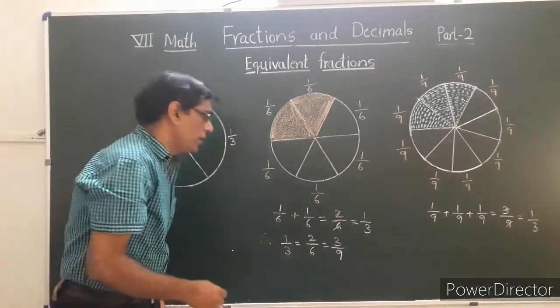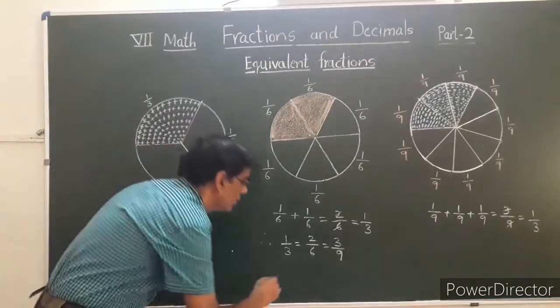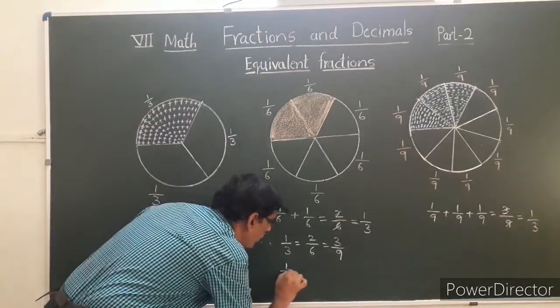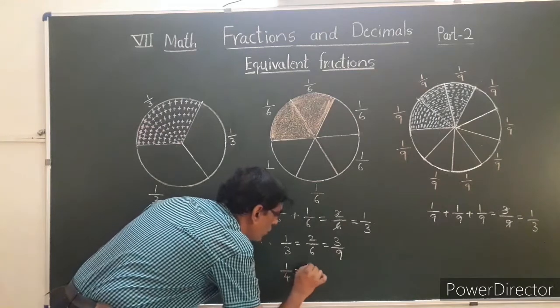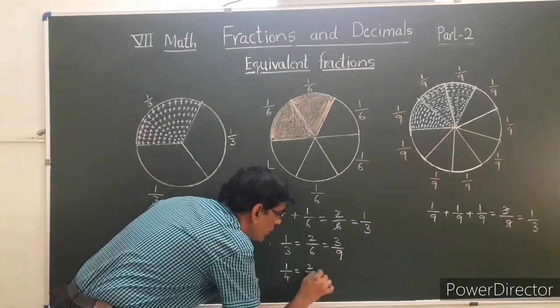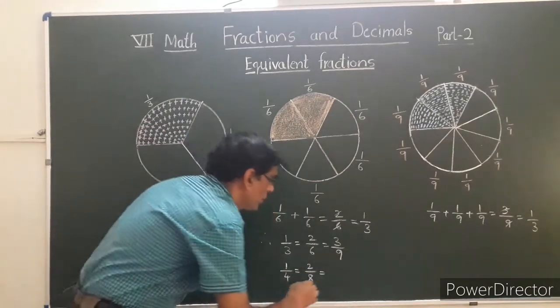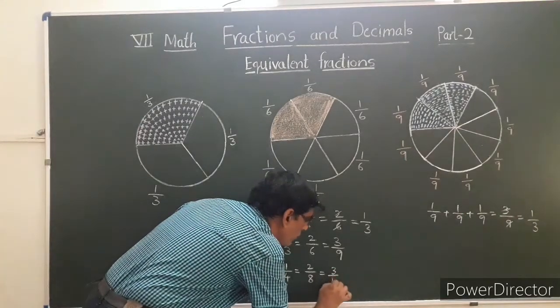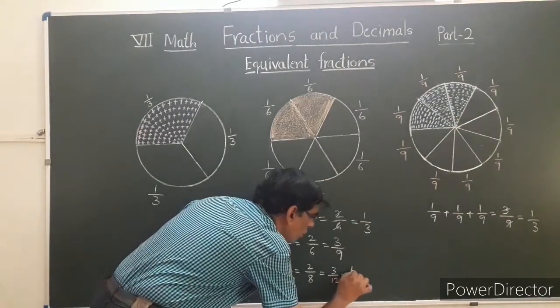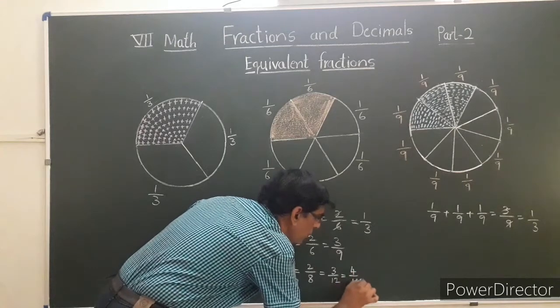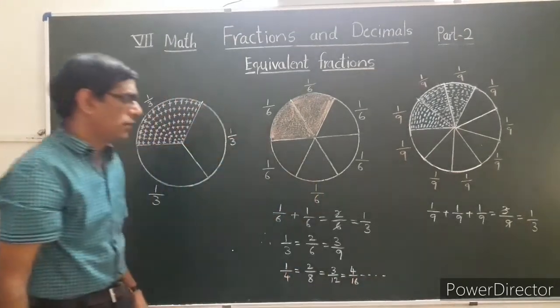Some more examples of equivalent fractions. 1 by 4 is equal to 2 by 8 is equal to 3 by 12 is equal to 4 by 16 and so on.